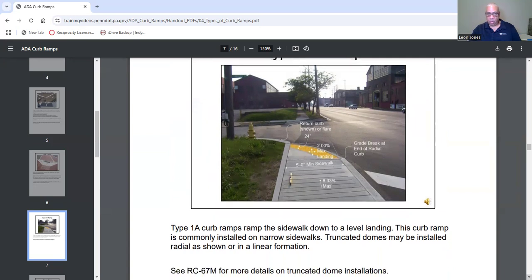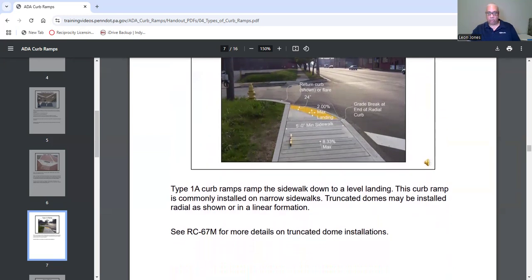Now, type 1A ramps ramp the sidewalk down to a level landing. Now, this curb ramp is commonly installed on narrow sidewalks. Truncated domes may be installed radial as shown, or in a linear function. So if you're in Pennsylvania, you need to see RC-67M for more details on truncated dome installations. And that's the design specification.